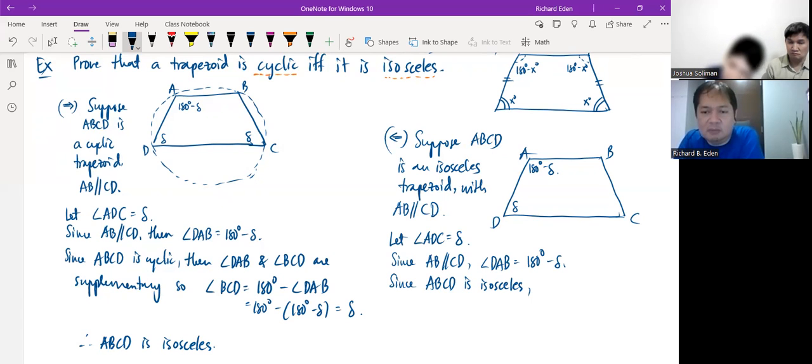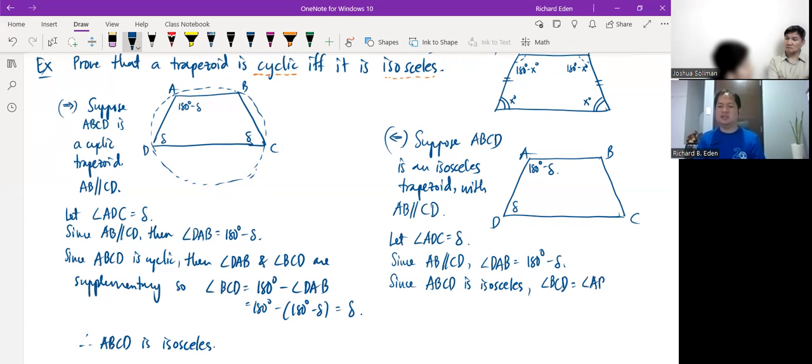If we use the opposite angle, that's exactly what we're proving. We want to show that ABCD is cyclic. Let's just use either C, which is delta, or D, or A. So either A or C, because ABCD is an isosceles trapezoid, angle BCD is equal to angle ADC, which is delta. All right, and then how do we wrap this up?